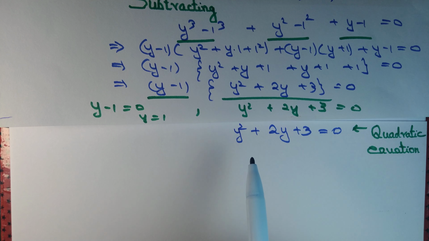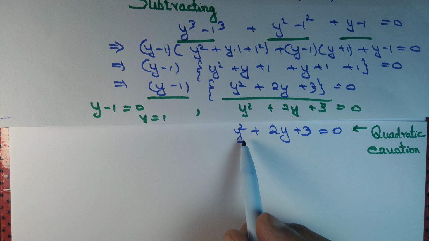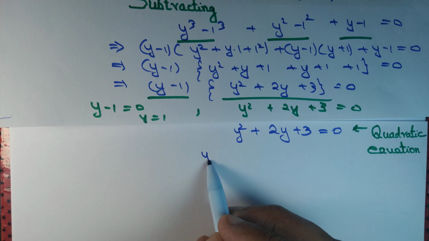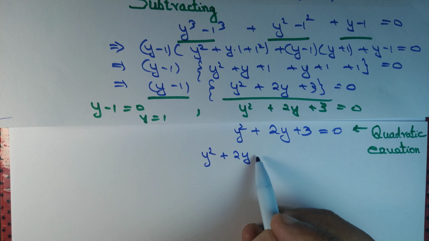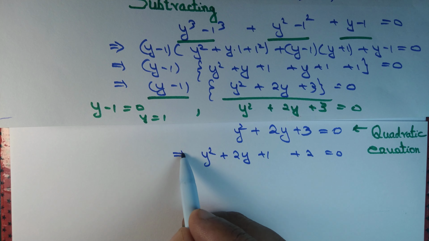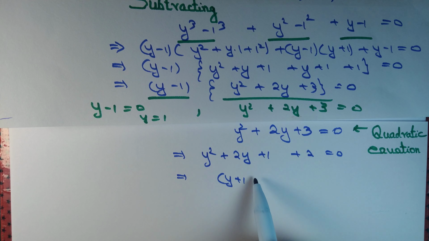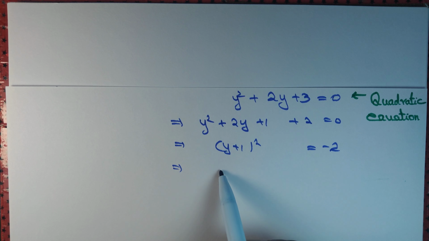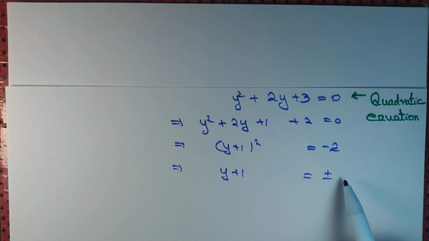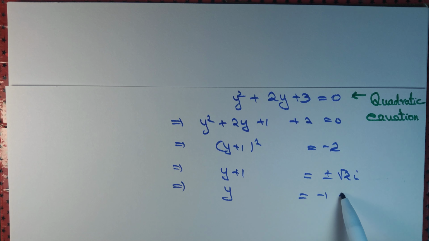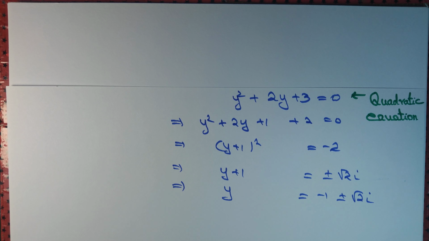If y were a complex number, then we have several methods of solving it. But in this case, we got y square plus 2y plus 3, so I can simply write it as y square plus 2y plus 1 plus 2 equal to 0. That can be written as y plus 1 whole square equal to minus 2. So we take the root on both sides to obtain y plus 1 equal to plus minus root 2 times i. So y equals minus 1 plus minus root 2 times i.